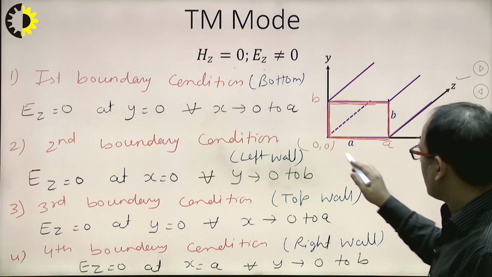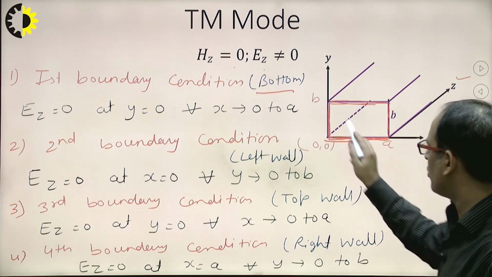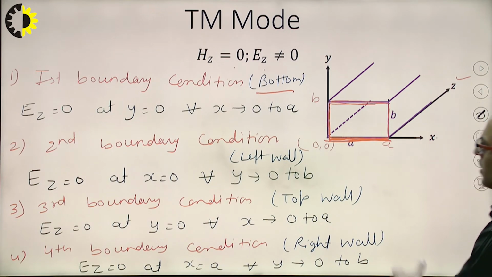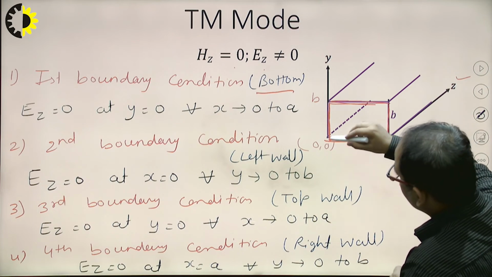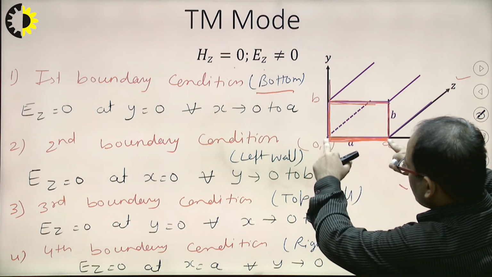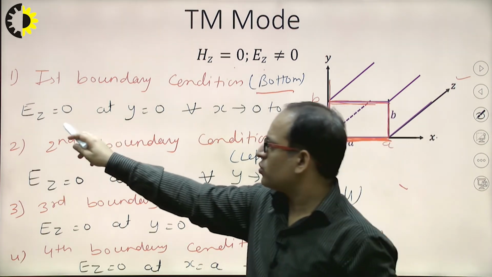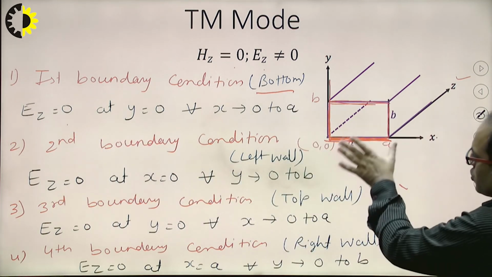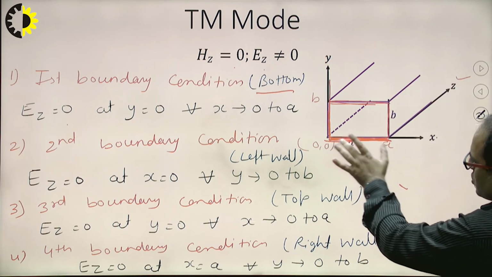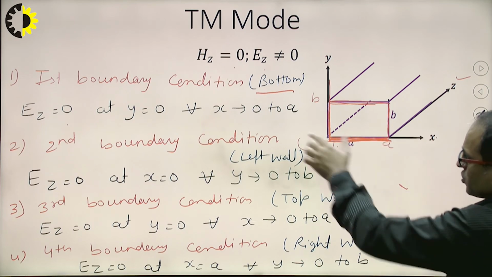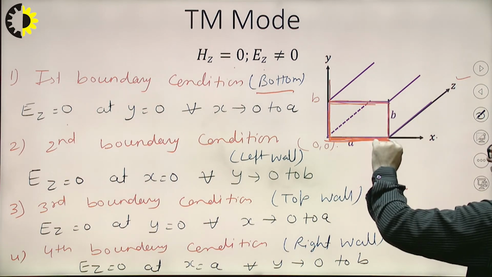Now see, on applying this, let's say the first boundary condition at the bottom side, in which you will see that Ez is equal to 0 at y equal to 0, and x varies from 0 to a. Okay? Now Ez, the electric field in the z direction, is equal to 0 at this wall. Clear? And throughout this wall y equal to 0 and x varies from 0 to a.